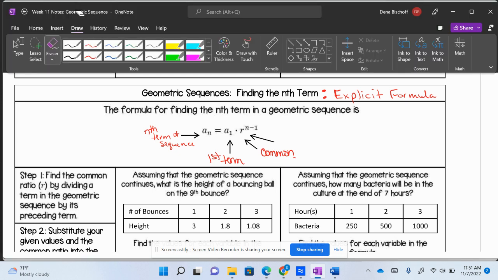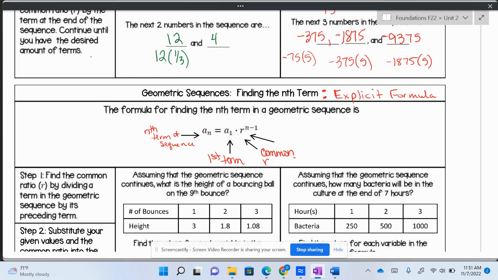Common ratio. And this n minus 1 gives us the position of the previous term. So if I wanted to find the 12th term, the n minus 1 would give me the term 11, because 12 minus 1 is 11.